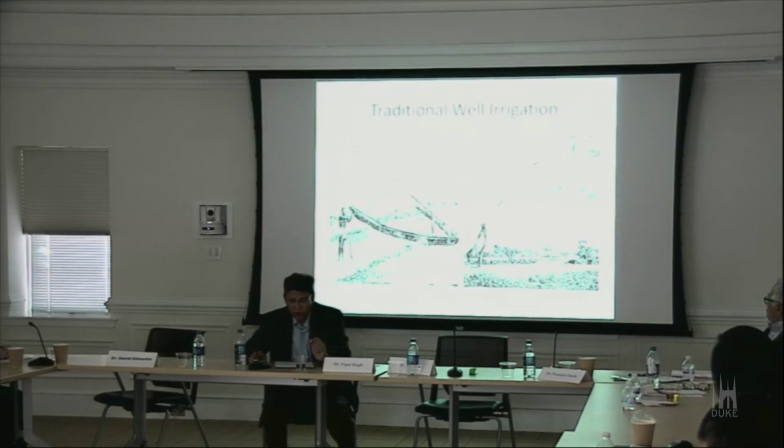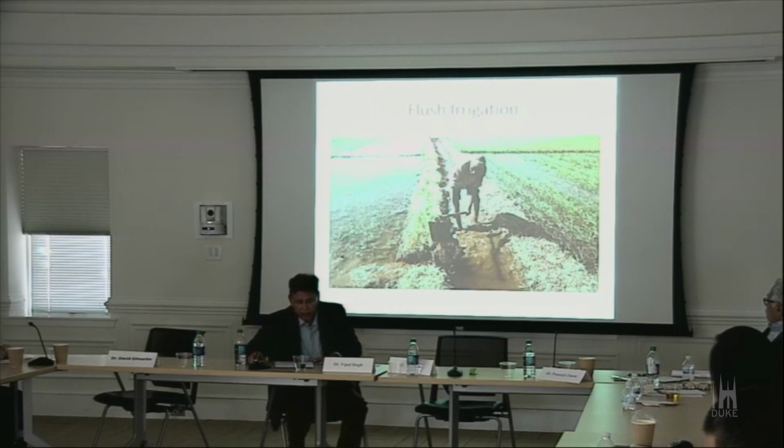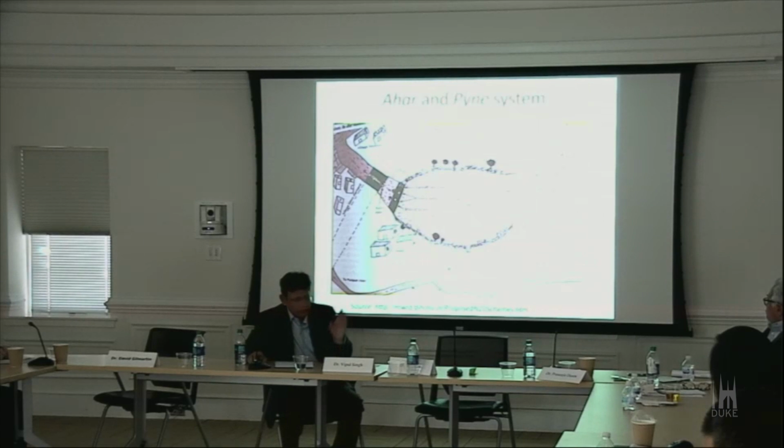Wells were the most popular modes of irrigation, and a lever called dhekuli or lalatha was used to raise the water in the pots. Water from deeper wells was drawn through cattle power. Now, the two very common methods of irrigation were ahar and the pine system. Now, this is a sketch of ahar and pine.